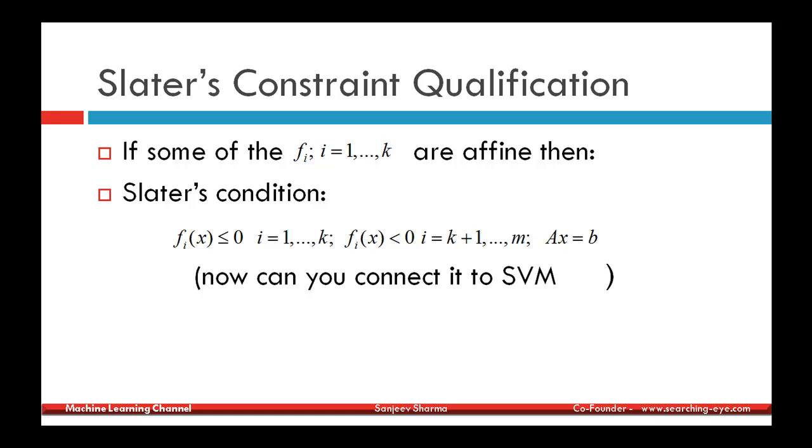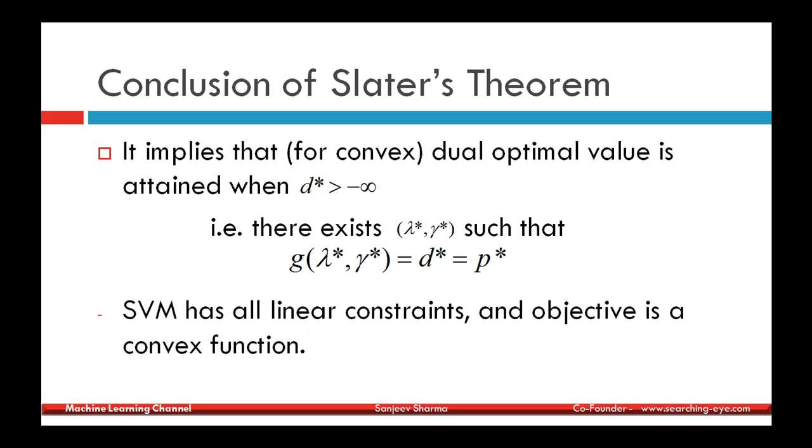And in SVM all the constraints are affine. All the constraints, y_n times w transpose times phi of x plus b greater than or equal to 1 minus eta n, are affine, and when all the constraints are affine, then solving the primal problem is just equivalent to solving a feasibility problem.